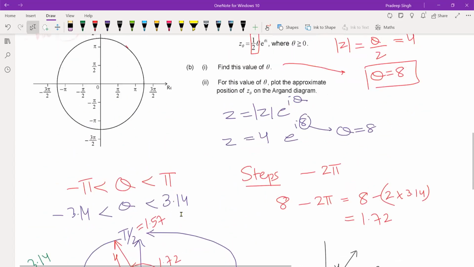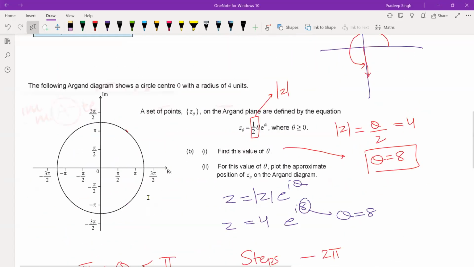Now, if we go back into the original diagram, remember, the complex number which we have found is in the second quadrant. So the length is 4 and the angle is 1.72 radians. The values 4 and 1.72 are not required, just the position of the point. So the answer to this question is basically, if I put a cross here, that's the answer to the B part, the second part. Second quadrant, and the distance from the origin is 4 units.